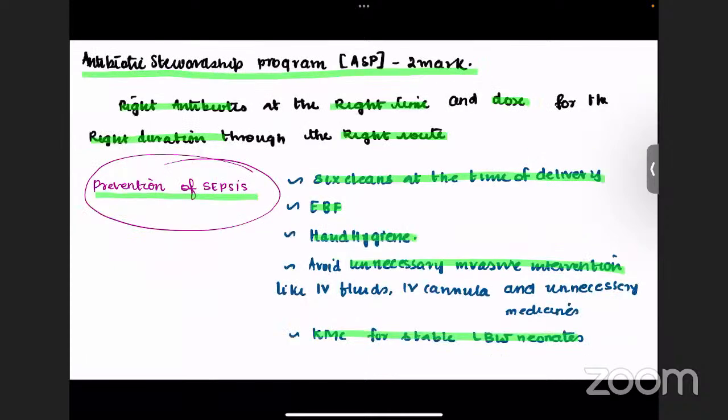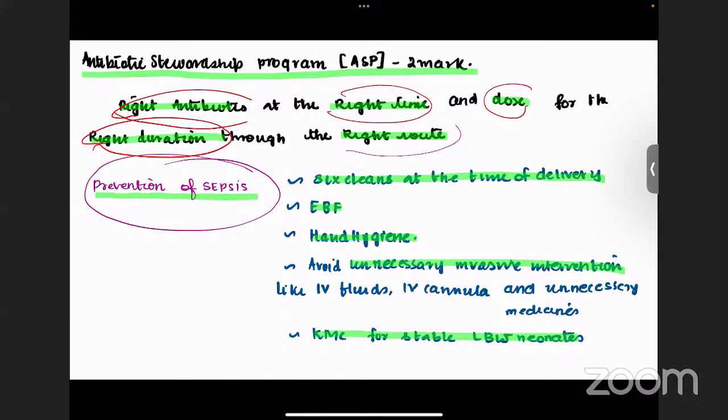The antibiotic stewardship program is nothing but giving the right antibiotic at the right time and dose, for the right duration, to the right patient. So how to prevent sepsis? Six cleans, which I told in the previous lecture.